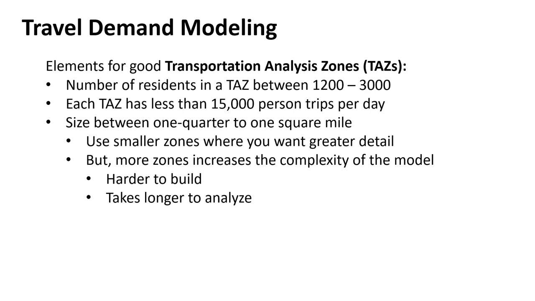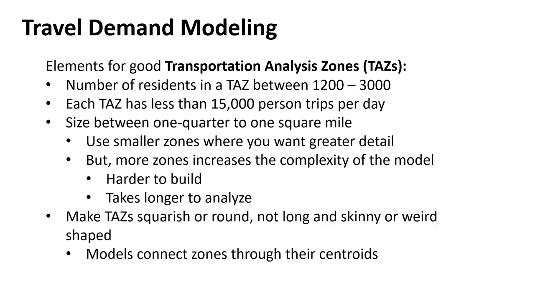So you'll blend in the sizes where you don't need much detail. You make big zones to keep the calculations down, but where you do need a lot of detail, then we will make much smaller ones. We try to make them kind of squarish around. We don't want long, skinny ones. That doesn't model well, and so we like to keep things more of that square or round shape, and then we model things through centroids.